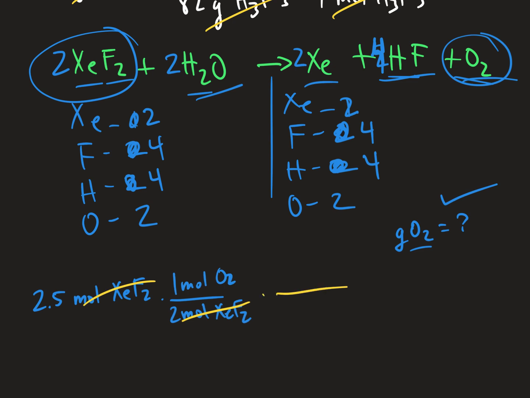Now we have moles of substance B. We want to go to grams of that substance B. So how do we get there? Molar mass. If we have 1 mole of oxygen, do you all understand why it's 1 mole? Molar mass is always for 1 mole. And what's the molar mass of oxygen? Almost. 32 grams of O2 because there's 2 of them, right?